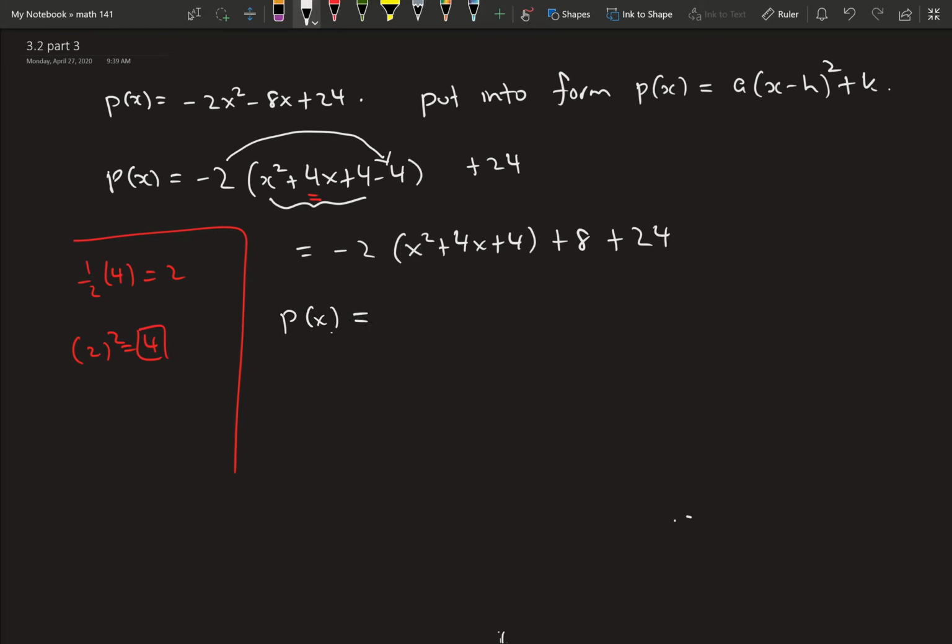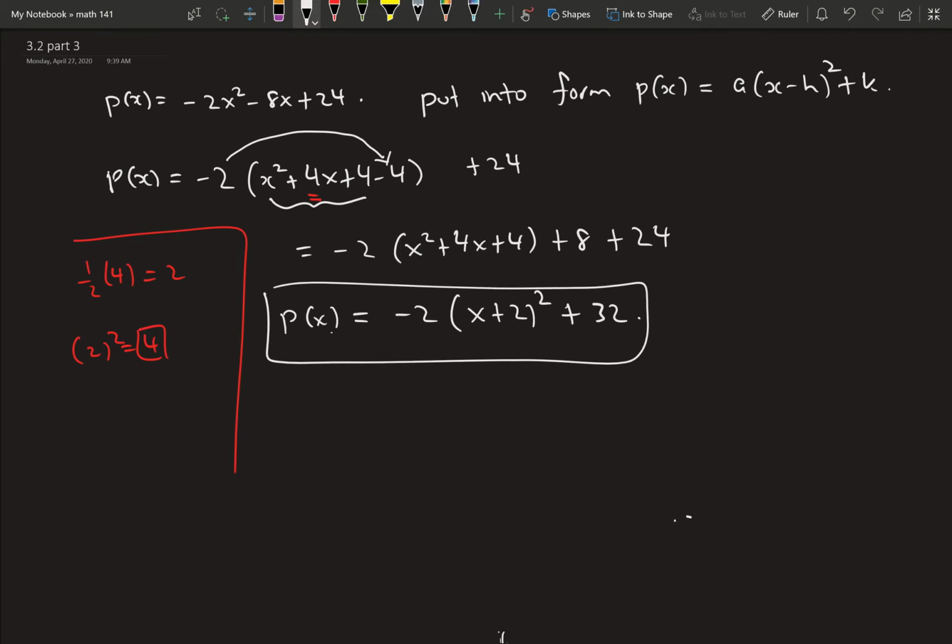So we have p of x is minus 2, and then inside the parentheses, this factors to (x plus 2) squared, plus 32. So this is our vertex form, and you could read off the vertex to be (minus 2, 32).